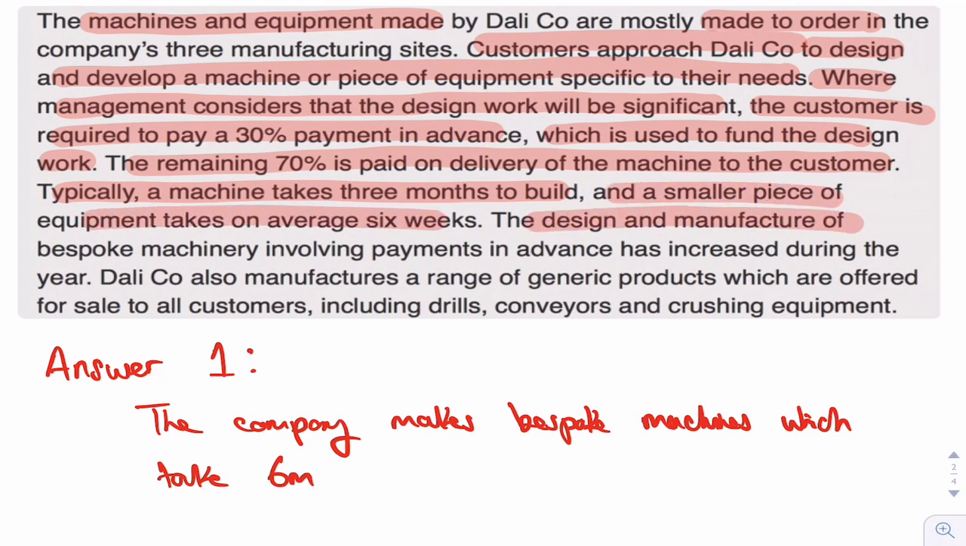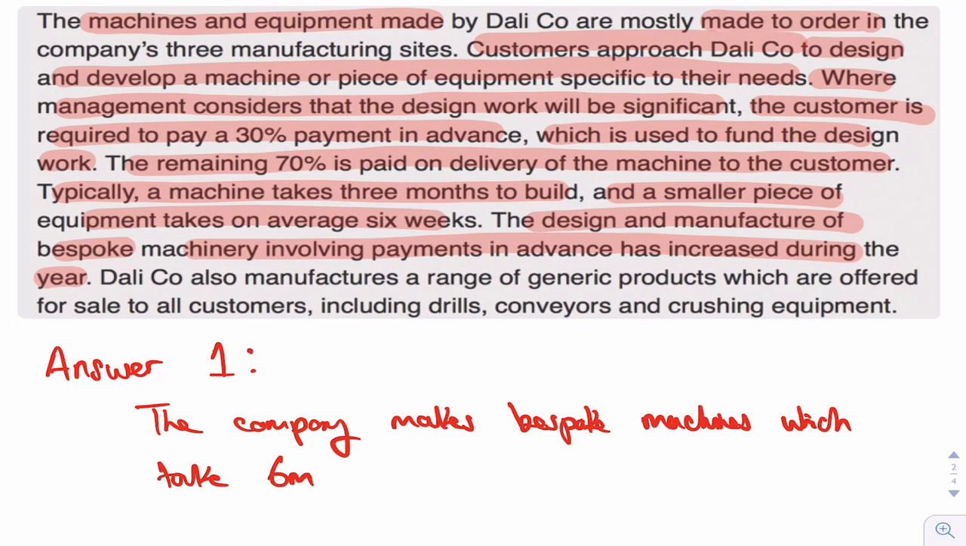And it says the design and manufacture of this bespoke machinery has increased during the year. So it's bespoke as well. So if they do change their order and we've designed it, then we've got a bit of a problem, haven't we? Because we're going to be a little bit stuck with it. So anyway, they're the business issues.